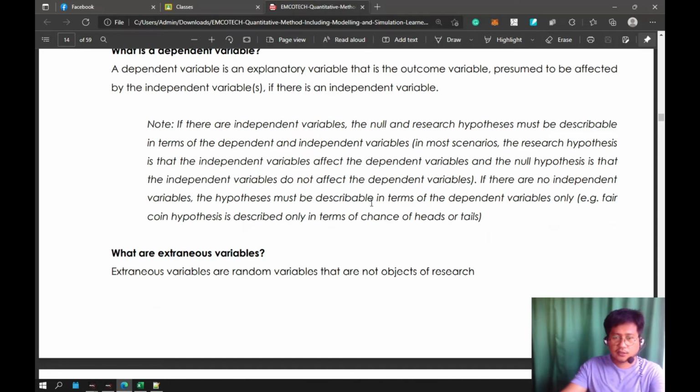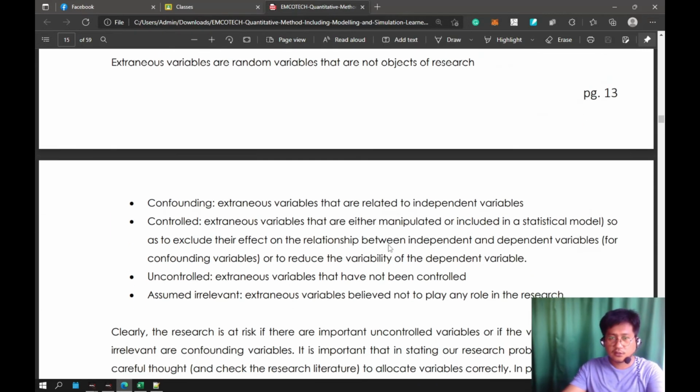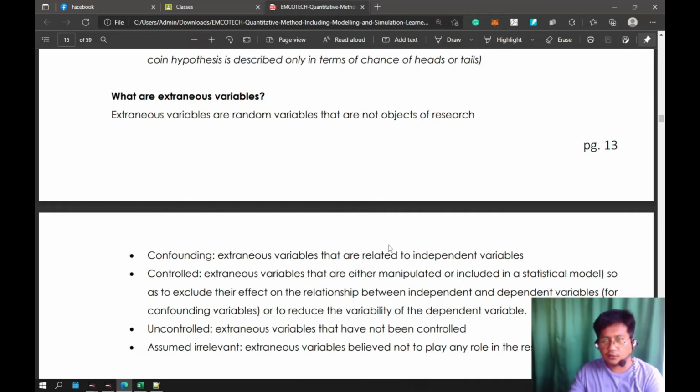So what are the extraneous variables? Extraneous variables are random variables that are not objects of research. It's not an object of research. We can say it is the external variable. Confounding, we have one extraneous variable that is related to independent variables. So, related to the independent variable.